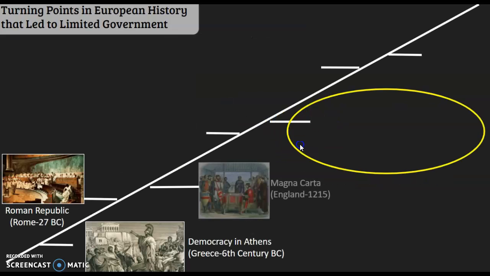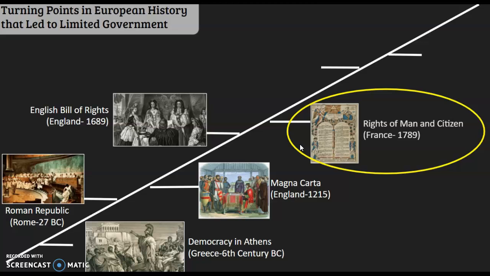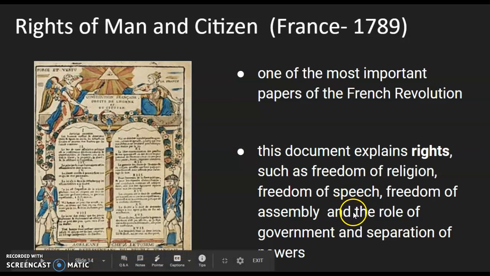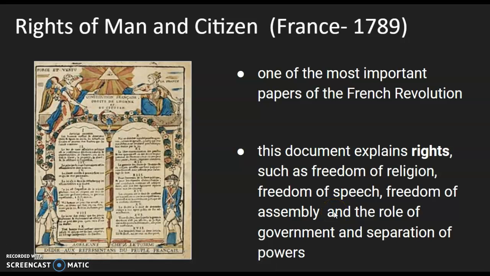Next one we're going to look at, we've done those, is Rights of Man and Citizen. This happens in France, 1789. And it's probably one of the most important papers that came out of France's revolution, the French Revolution. And this document explains the rights that people had, such as freedom of religion, freedom of speech, freedom of assembly. And it also talked about the role of government, how government works for the people, and people really are what give the government power to rule.